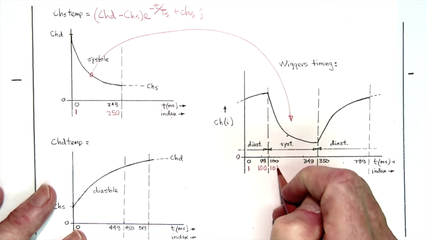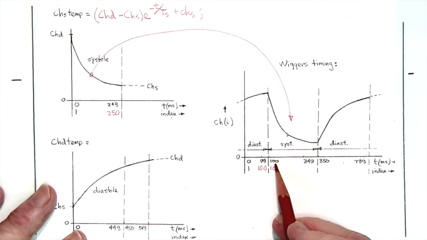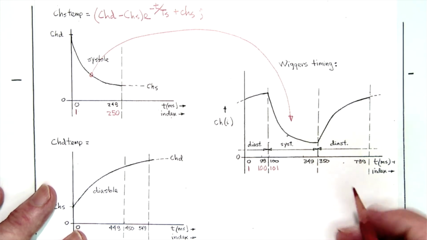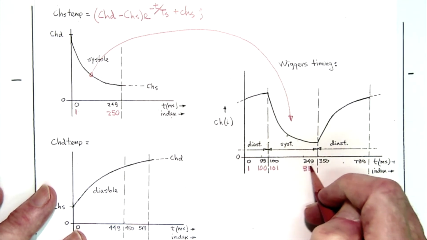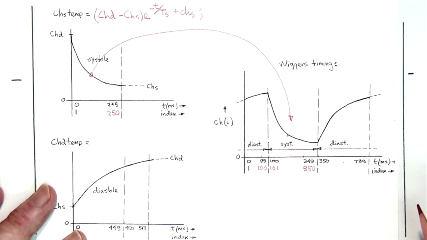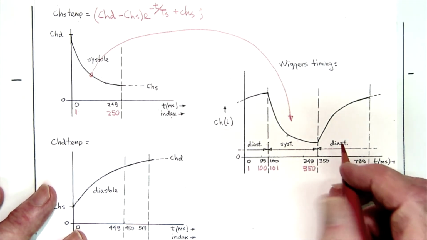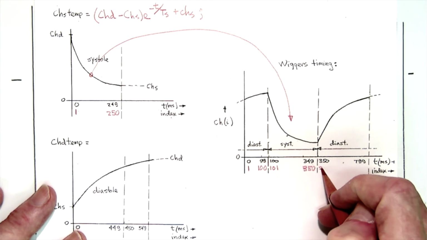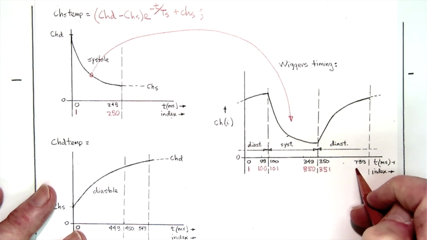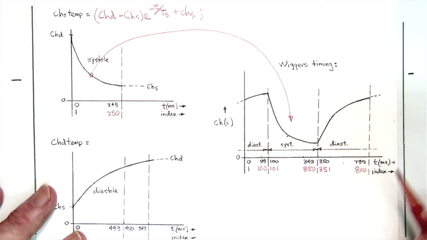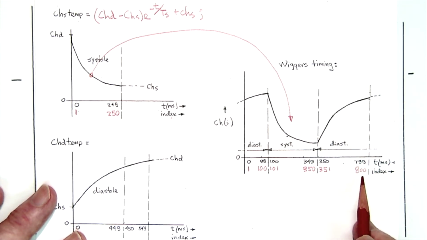I'll state that once again. It starts with milliseconds of 100, but with an index of 101. So write that in. And that it ends with an index of 350. Not 349, but 350. And then to finish this out, we'll add 1 to each millisecond to get the index. The index is always 1 greater than the milliseconds. And the index, of course, ends at 800. Starts at 1 and ends at 800.